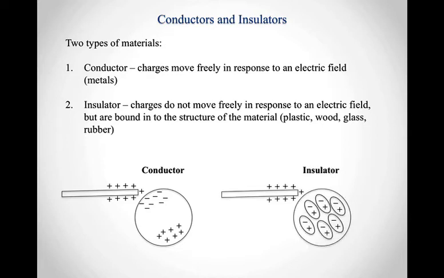If I bring that same charged rod up next to an insulator, again, because those electrons are bound to the material, they're not able to move around as much. So what happens is I can polarize the material, but those electrons can't get over where they can on a conductor. They're just not able to move around the way they can on a conductor.